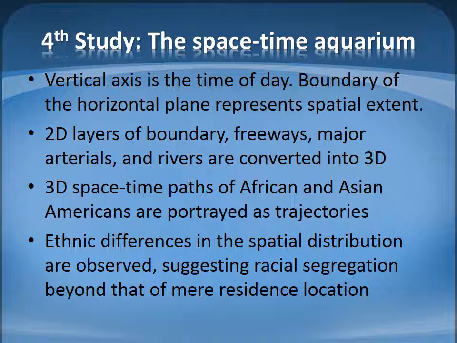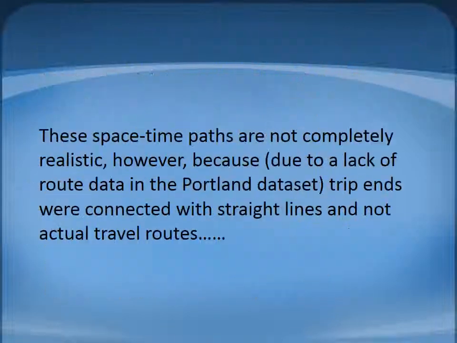They studied the space-time paths of African and Asian Americans, and they observed that ethnic differences in spatial distribution suggest that racial segregation beyond mere residence might be applicable here. However, it's not completely realistic because the space-time paths, the trip ends, were connected with straight lines and not actual travel routes due to a lack of route data in the Portland data set.